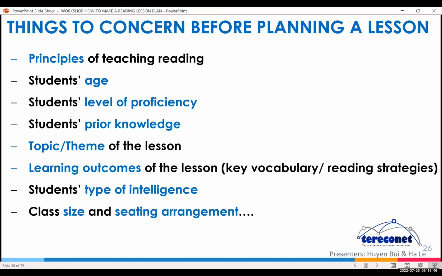The class size is also very important, and also the seating arrangement is something you should consult, okay? Also, the time management, or we say the lesson duration. If you have 2 periods for the very short reading passage, then we have to think of a variety of activities. But if we just have 45 minutes, then we need to shorten the activities, okay?